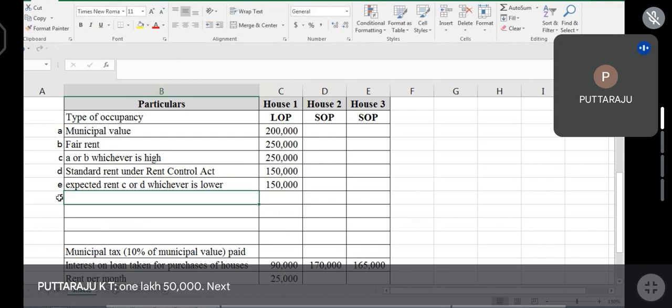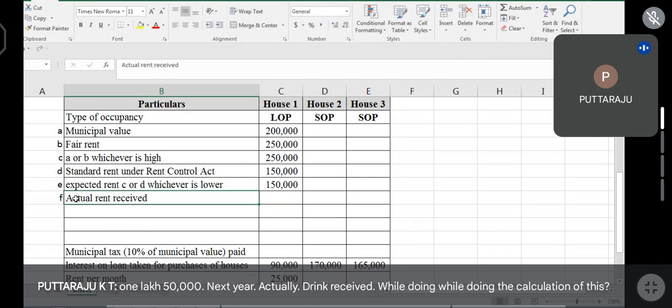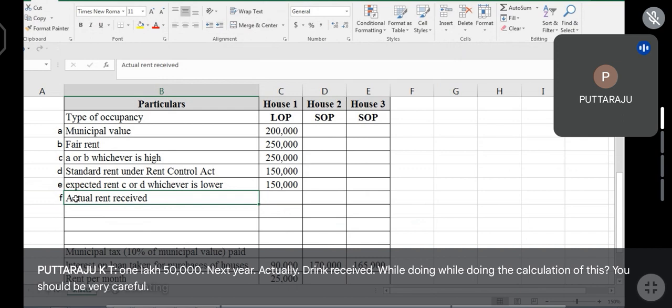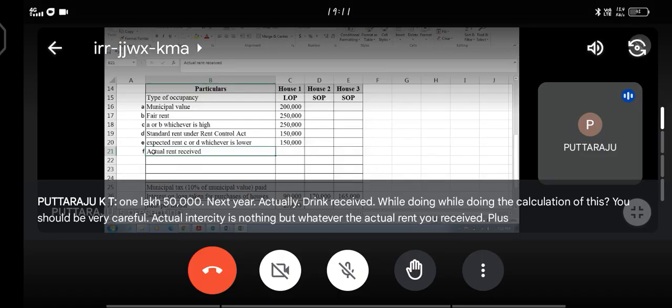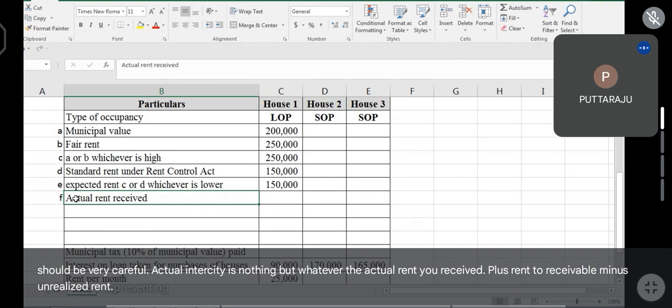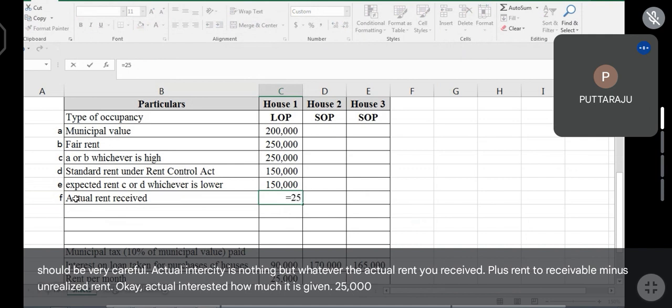Next, F. Actual rent received. While doing the calculation of this, you should be very careful. Actual rent received is nothing but whatever the actual rent you received plus rent receivable minus unrealized rent. Okay. Actual rent received, how much is it given? 25,000 per month multiplied by 12 comes to 3 lakhs.